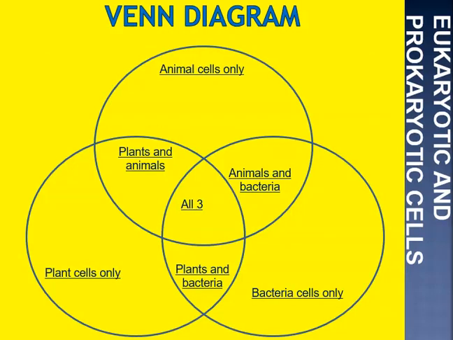Okay, using the information that you have just hopefully written down in your revision, I'd like you now to complete a Venn diagram. So hopefully you will have made one of these before. In the middle of the Venn diagram, you will put any part of the cell that is found in animal, plant and bacteria. In this section, you will put anything that's only found in animals. In this section, only found in plants. In this section, only found in bacteria. And then there are sections for animals and bacteria, plants and animals, and plants and bacteria.